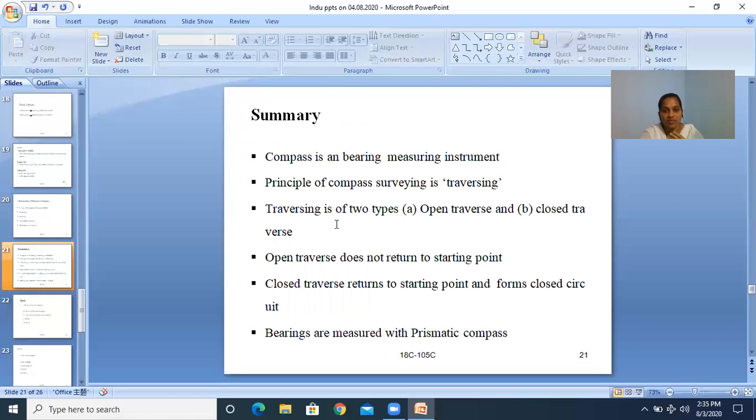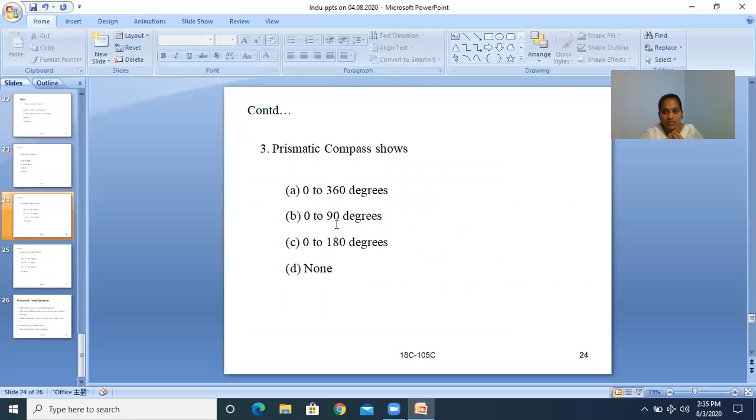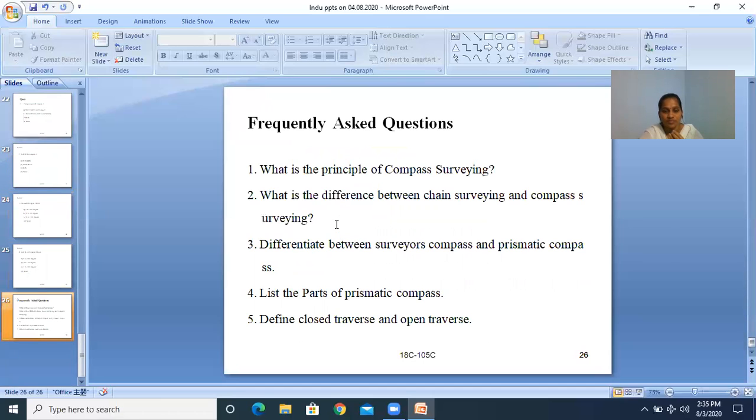So this is the summary. So far we have discussed the bearing measuring instrument, that is the compass, the principle of the compass, traversing, types of traversing, open and closed, and bearings are measured with the magnetic needle. So these are the frequently asked questions.